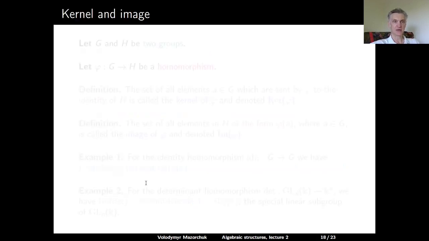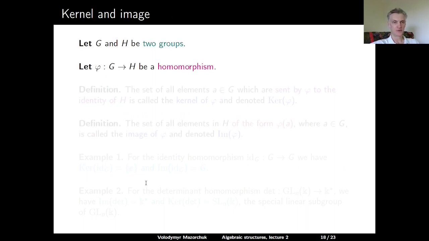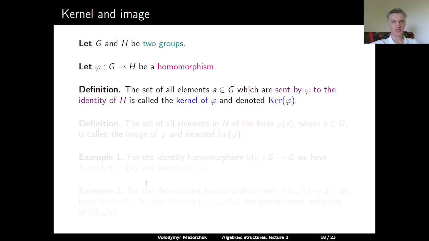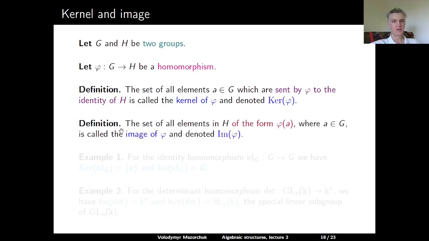Finally, let us talk about the kernel and the image of a homomorphism. Let G and H be two groups and phi a homomorphism from G to H. Definition: the set of all elements A in G which are sent by phi to the identity of H is called the kernel of phi and denoted ker phi. Definition: the set of all elements of H of the form phi of A, where A is some element in G, is called the image of phi and denoted im phi.